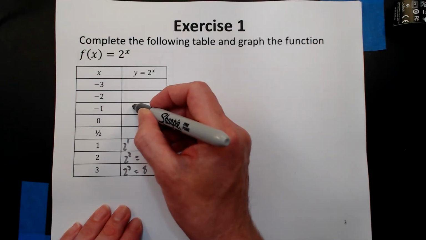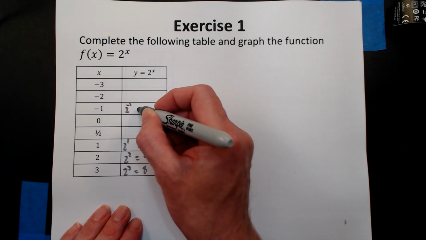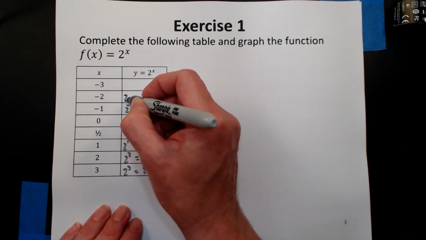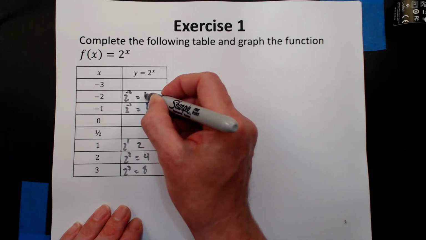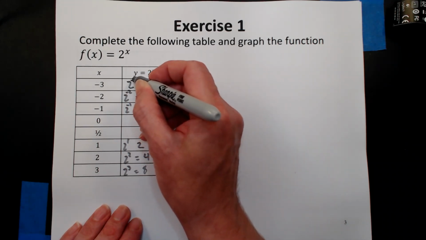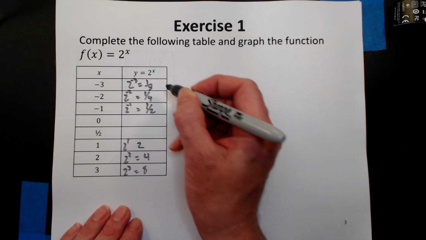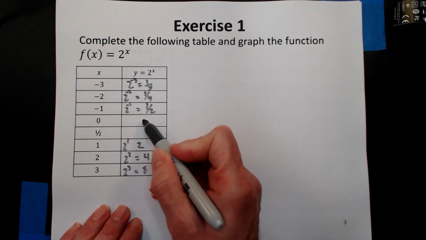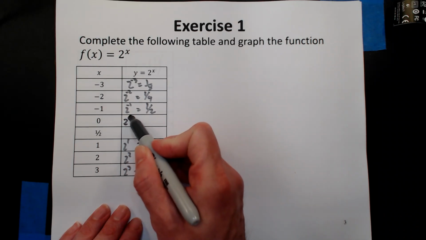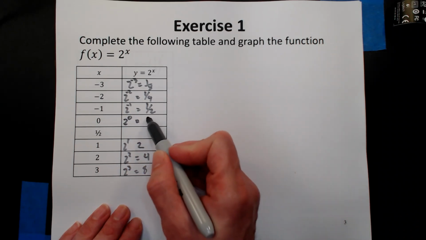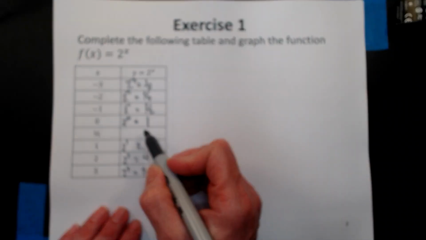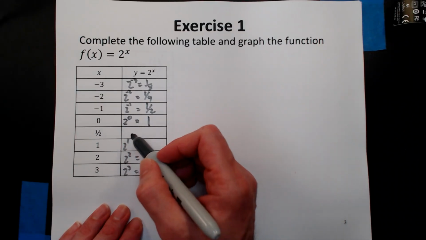Over here, if it's 2 to the negative 1, we take the reciprocal, so that's going to be 1/2. This is going to be 2 to the negative 2, which is going to be 1/4, and this is going to be 2 to the negative 3, which is going to be 1/8. So you can see how we took the reciprocal of these numbers. Now it's interesting what happens at 0. It turns out that anything to the 0 power other than 0 is going to be 1. And we'll see more of that when we graph it.